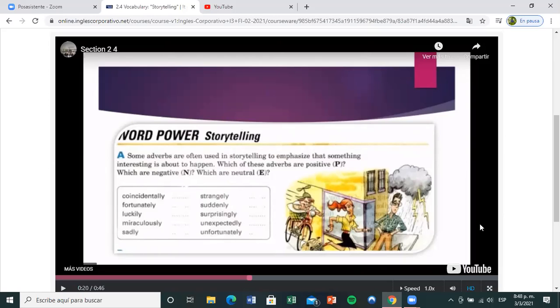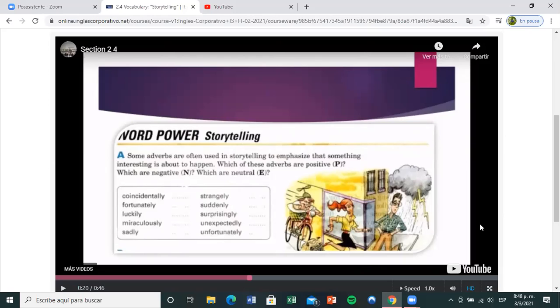So, coincidentally. Coincidentally. What is the translation? Coincidentally. Correct. Remember, coincidentally is like by accident or something that is not planned, okay?